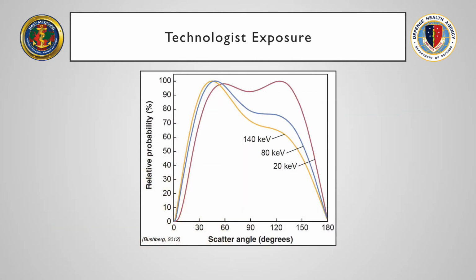Another factor the solution doesn't take into account is the relative probability of the scattering angle. So the image on the screen is from a medical physics textbook, and they have 3 different energies of these probabilities. 80 keV is pretty close to 75 keV, so we'll use that one. And the scattering angle of 90 degrees brings us over to about an 80% relative probability.